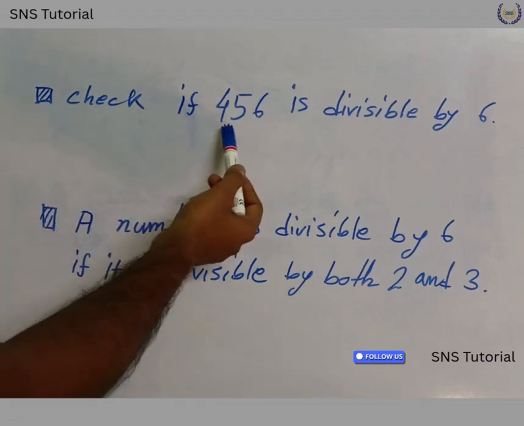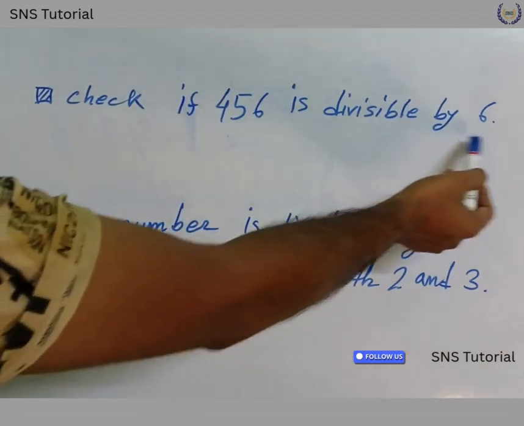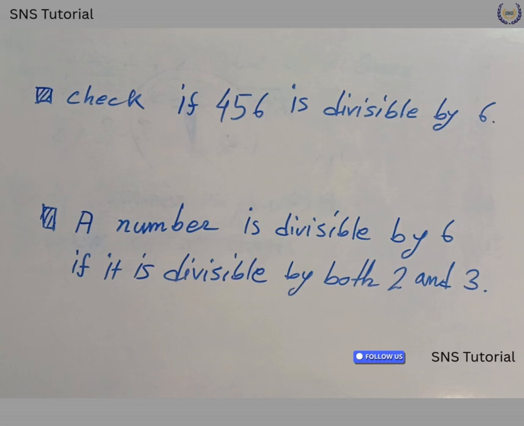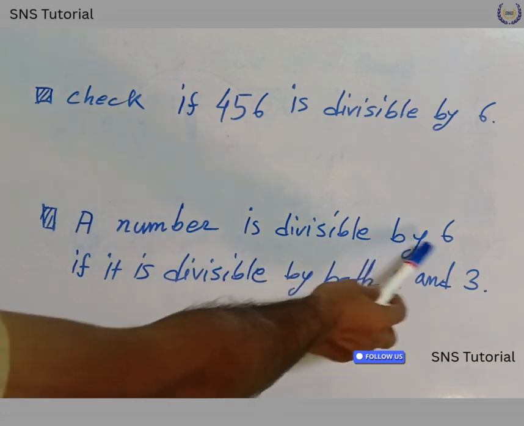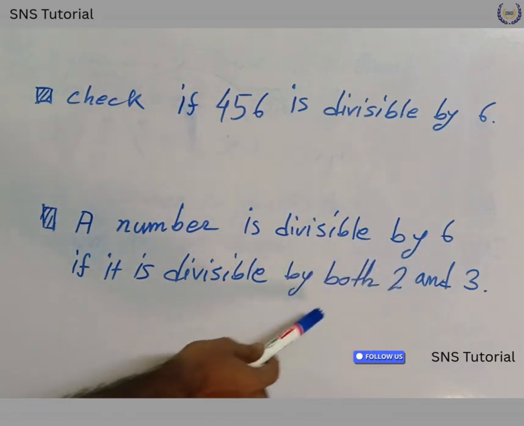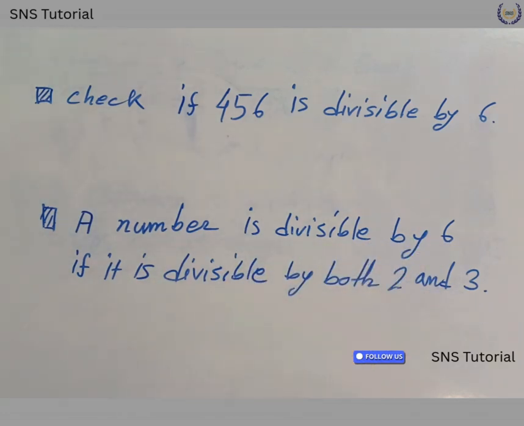Check if 456 is divisible by 6. So how will you solve this type of question? I have given a statement: a number is divisible by 6 if it is divisible by both 2 and 3.